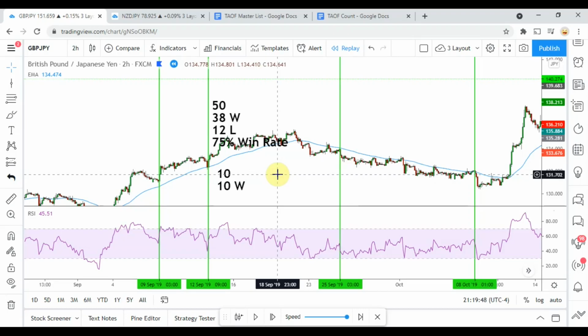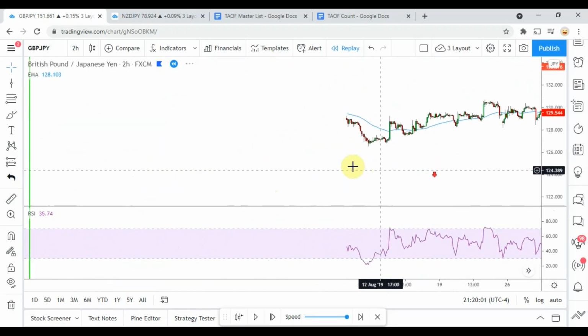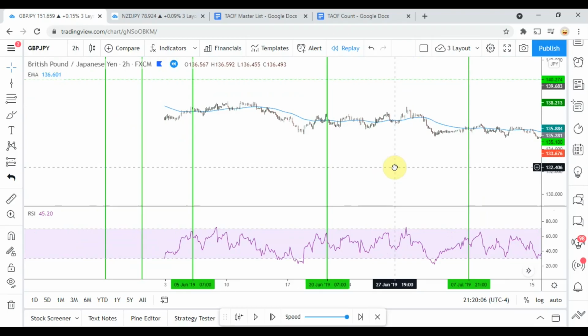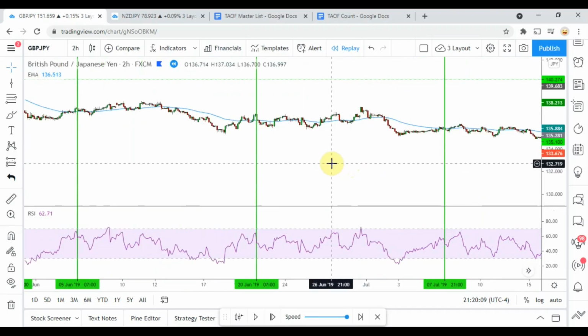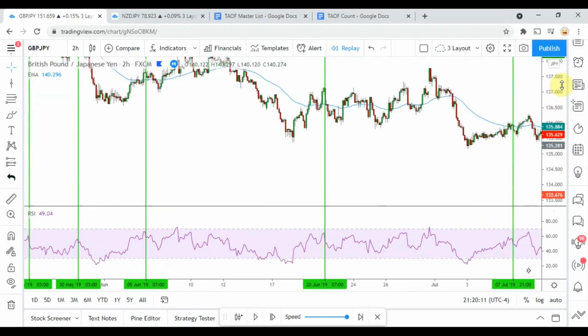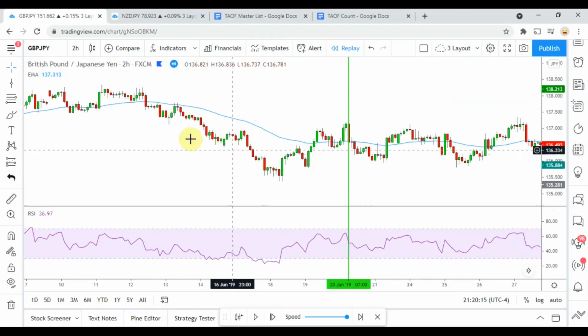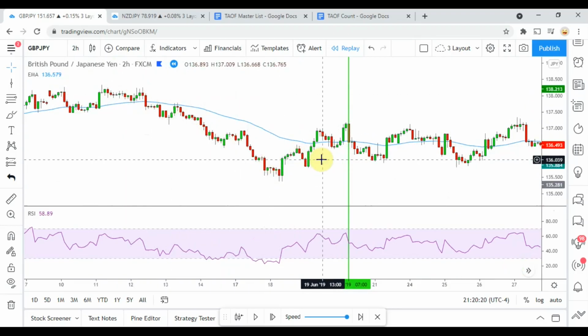It does have some flaws, and the flaws that I was able to identify when I was playing around with this is that often you will go, let's see if I can find an instance. Yeah, so here's an example of what I didn't necessarily like about it. So you see here that we get a really solid downtrend that plays out right here.